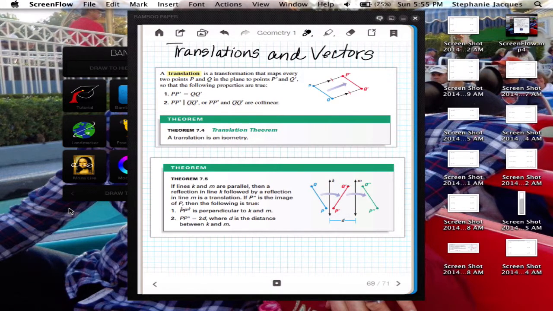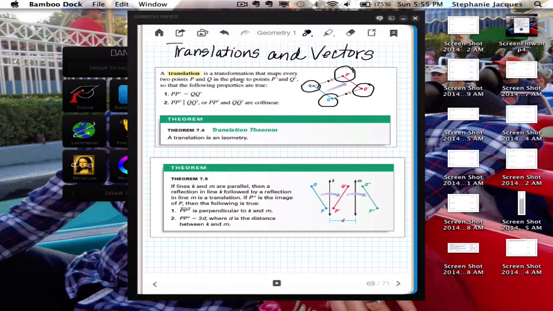Okay, today we'll be learning about translations and vectors. So I have these already placed in there, but we'll talk a little bit about them. A translation is a transformation, which we've already talked about, that maps every 2 points, P and Q, in the plane to points P prime and Q prime, so that the following properties are true. They must have these properties in order to be a translation.